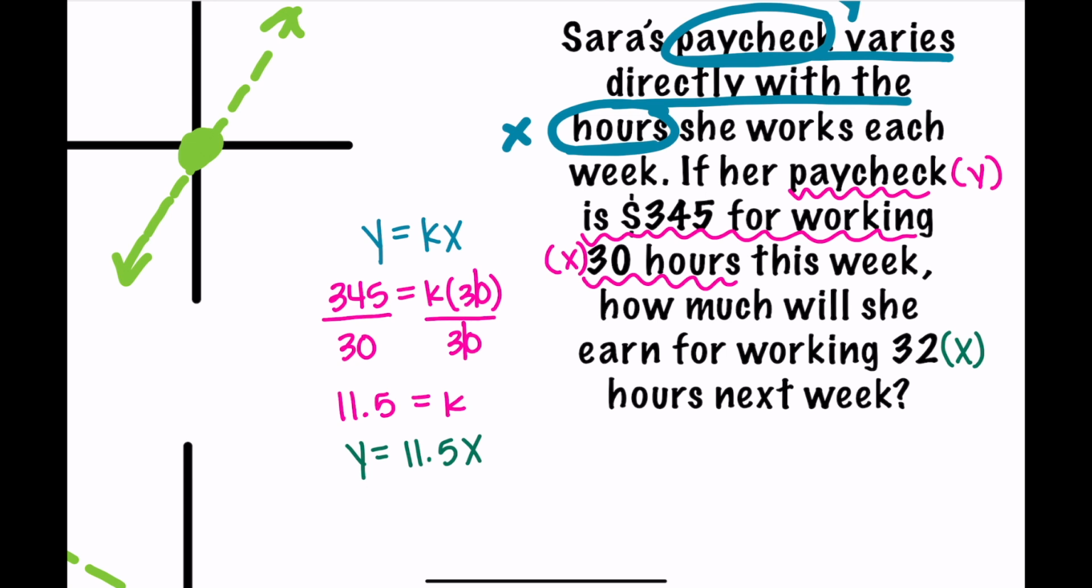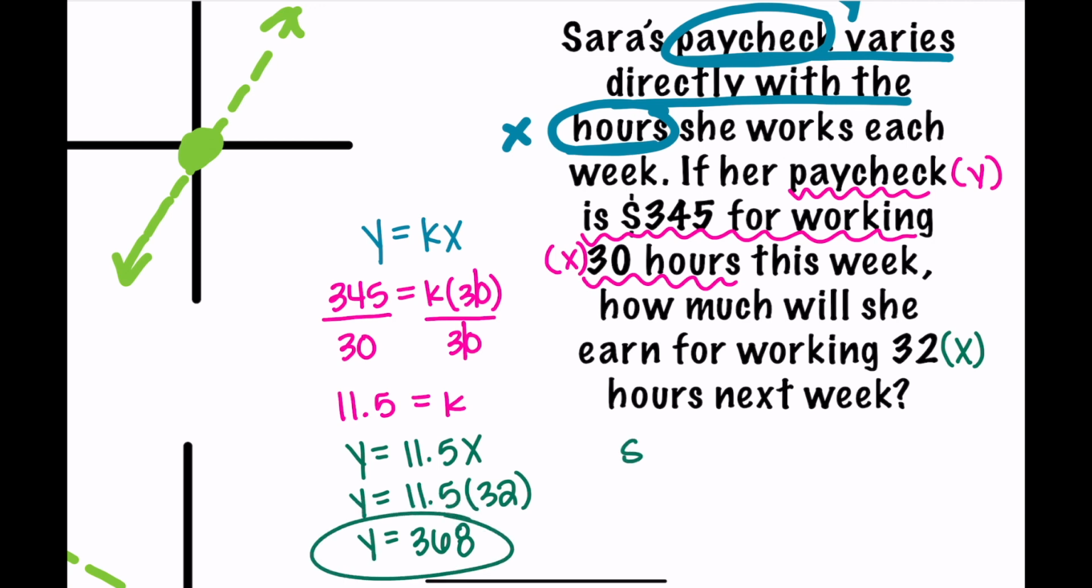What's her paycheck going to be if her hours is 32? So we're going to take 32 and plug it in for x. All right, so 11.5 times 32. That gives us 368. So that would mean that she's going to earn $368 for working 32 hours.